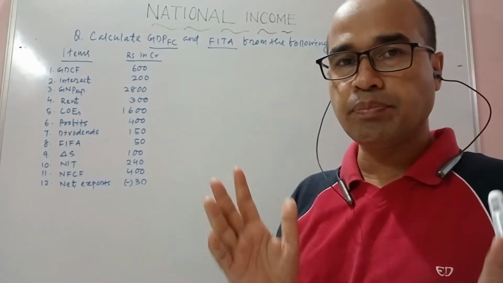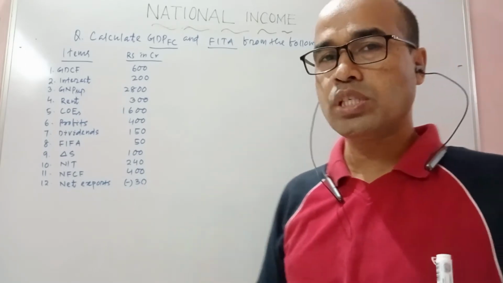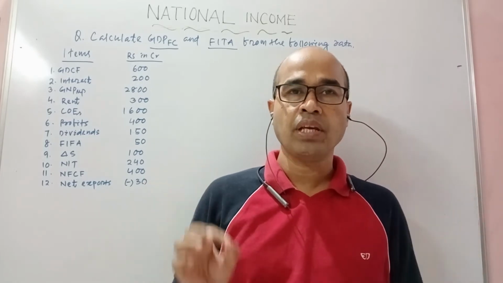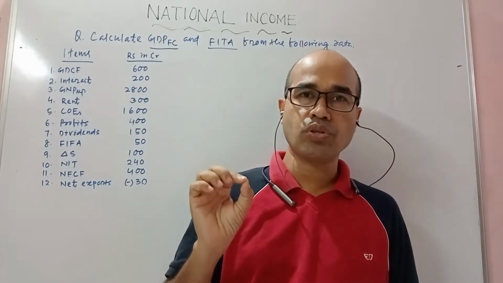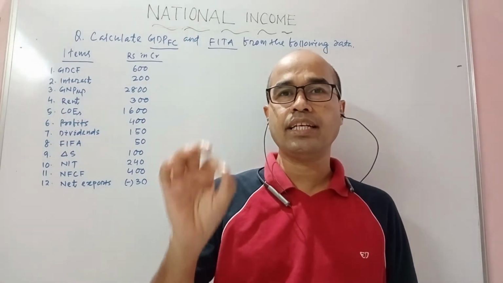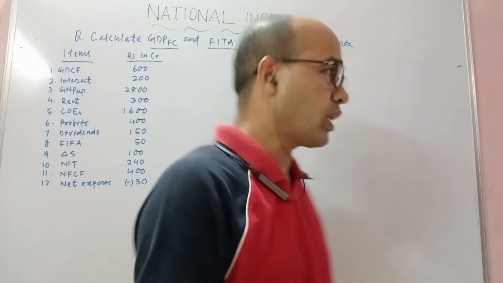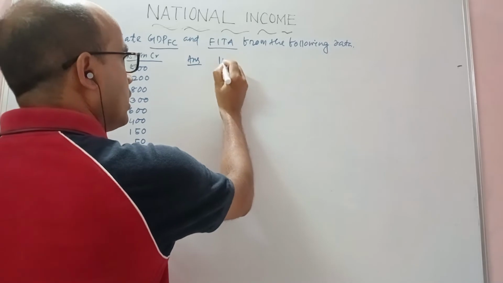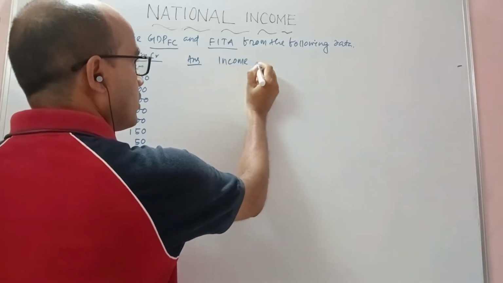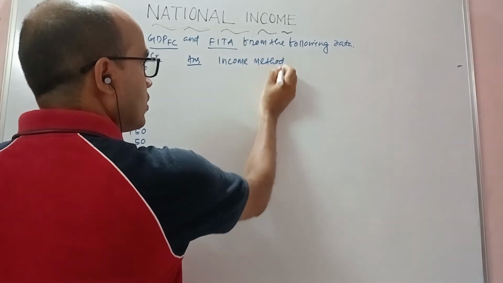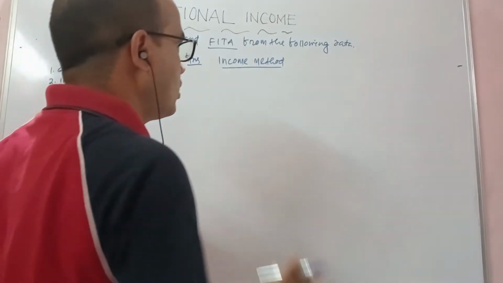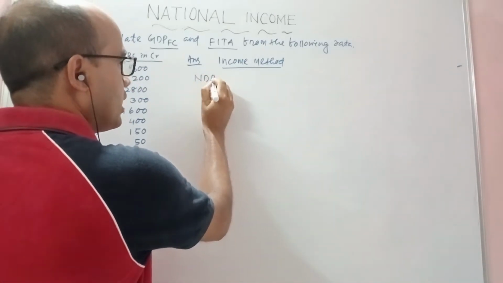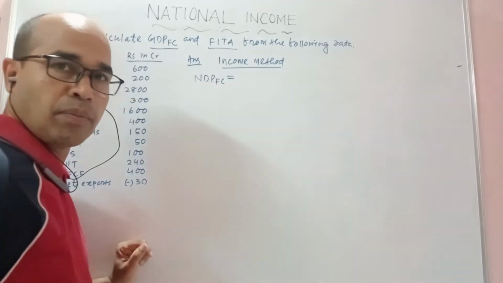How to calculate GDP-FC under the income method, I have already taught you. Before GDP-FC, we have to calculate NDP-FC. Why? Under the income method, whatever the question, we should calculate NDP-FC, which is domestic income. Okay? So here you write: income method. Under this method, whatever the question, you want to calculate NDP-FC. What is the formula for NDP-FC?